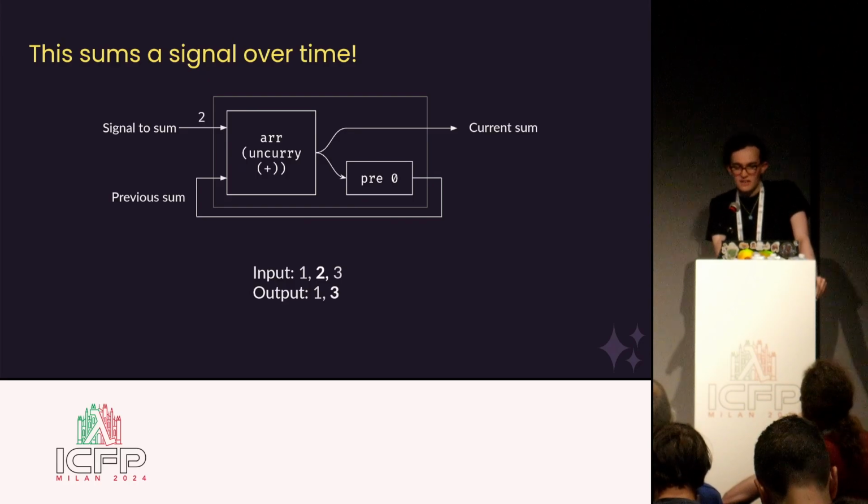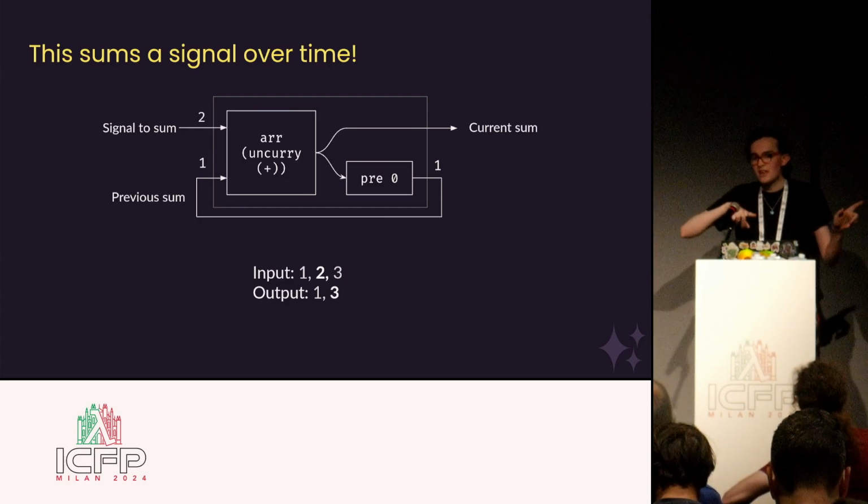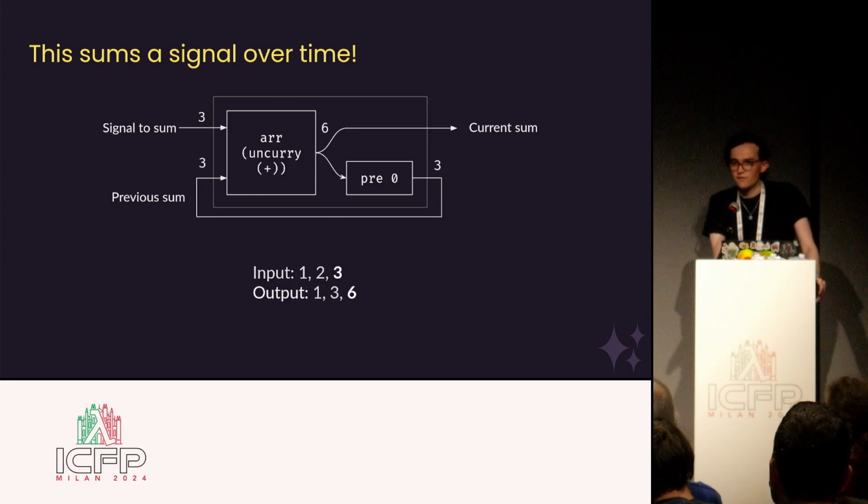Then, okay, cool, we get a second input, 2. Now, pre again can produce its output without its input because we got it at the previous time step. It's 1. So pre-0 produces its output, gives us 1, we get 3, and so on and so forth, and you get your cumulative sum. So great.